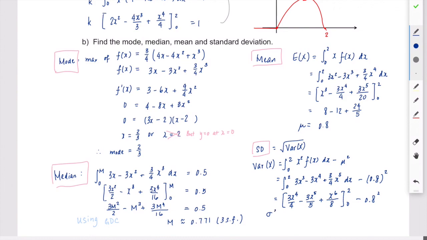This gives me sigma squared equaling 0.0457, and if I square root that to calculate the standard deviation, I get 0.214. Round it to 3 sig figs.